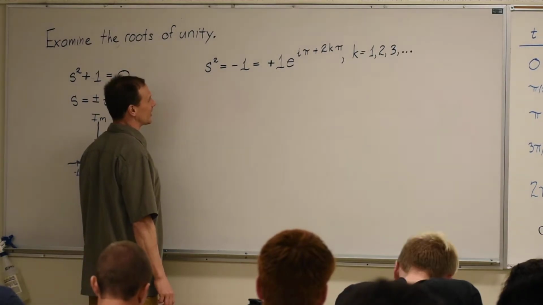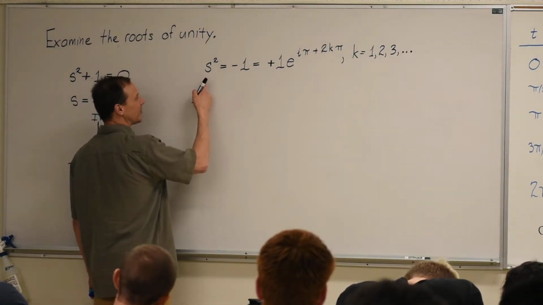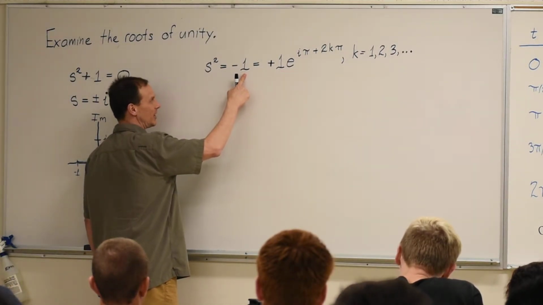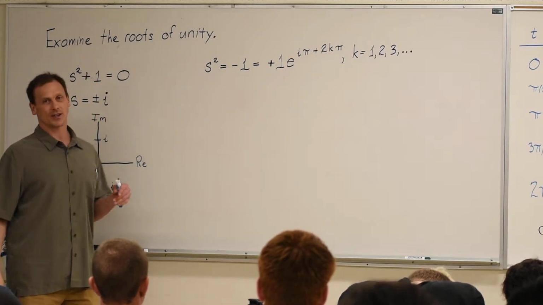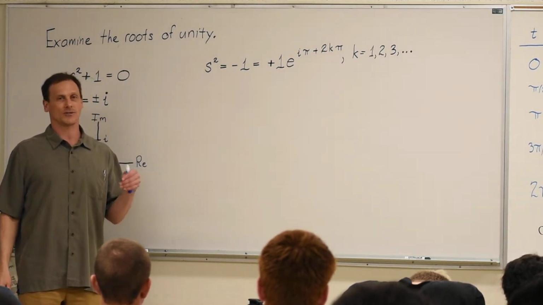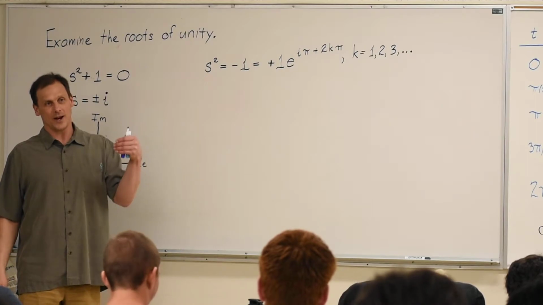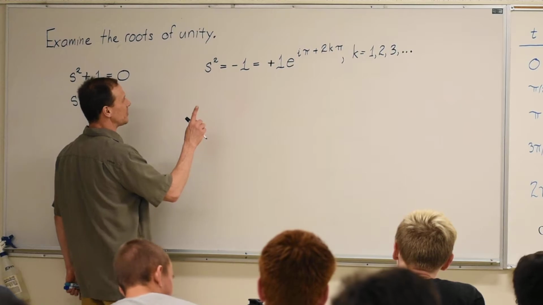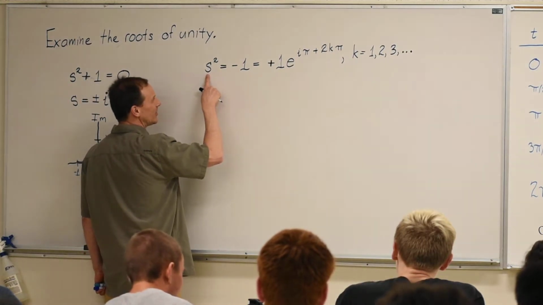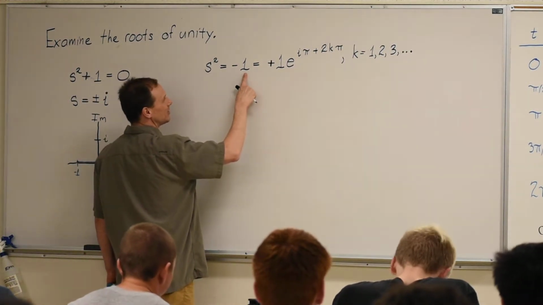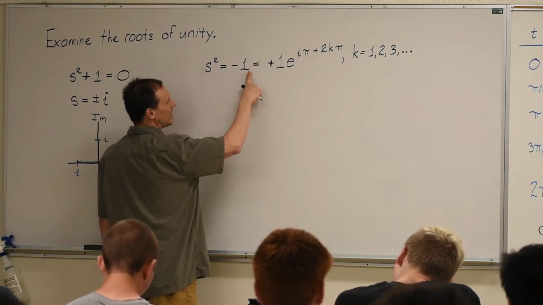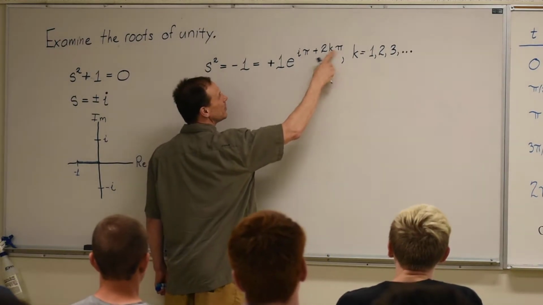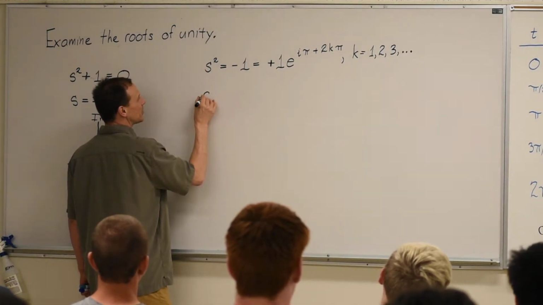Hopefully this works. So, let's say I want to find the roots of 1. In other words, for example, if you want to take the square root of 4, really you're looking for some number squared that would give you 4. Okay? So it's the same idea. So I'm looking for this s that when it's squared, it gives me negative 1. The negative 1 is 1e^(iπ + 2kπ). So let's just apply the properties of exponents.